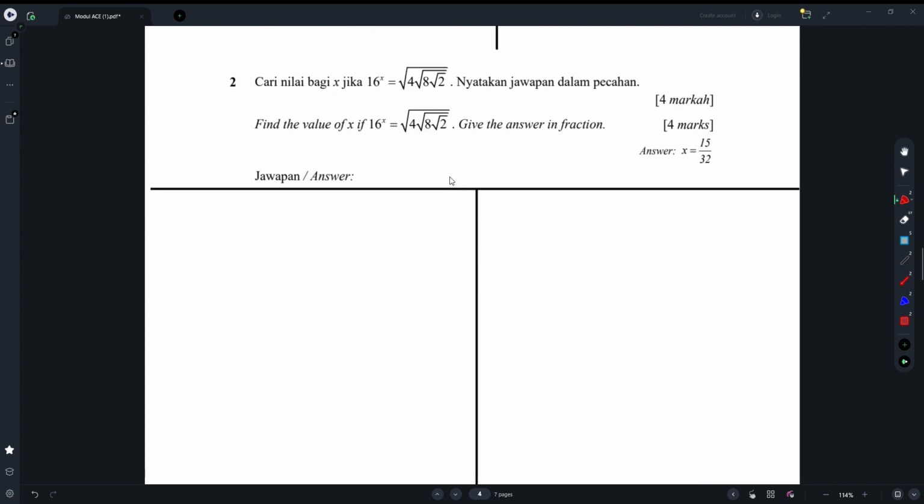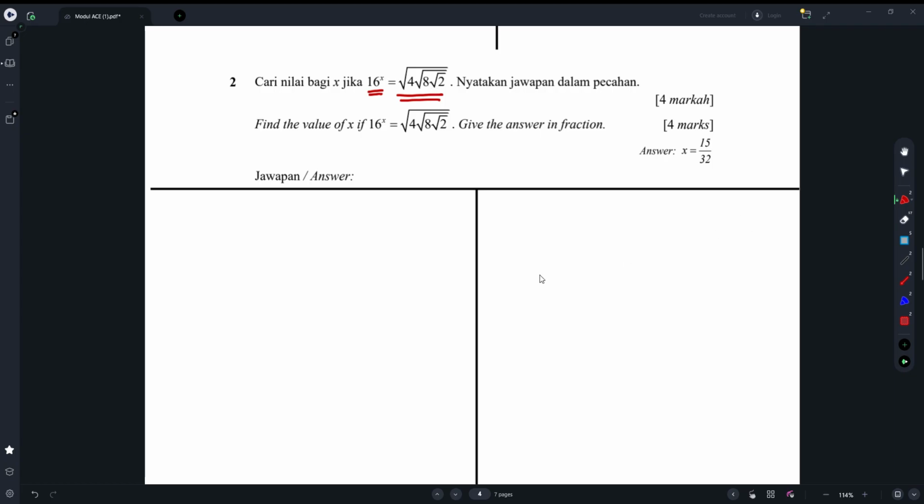Okay, so let me move on to the next one, which appears to be a little bit complicated for the majority of the students, but it's not really that complicated. Let me show you how to solve this easily. Okay, first thing, we are given 16 to the power of x equivalent to layers of surds. We have root 2, root 8, and root 4. So no need to panic.